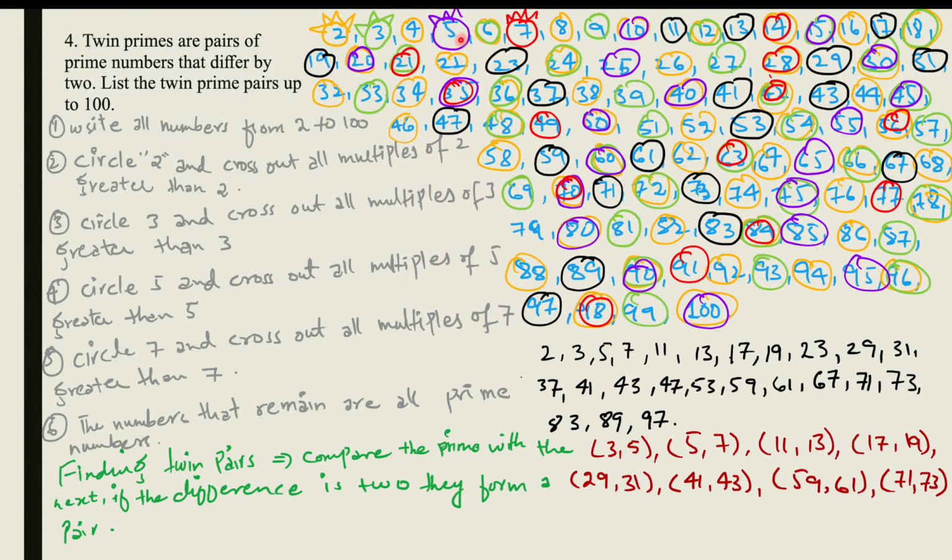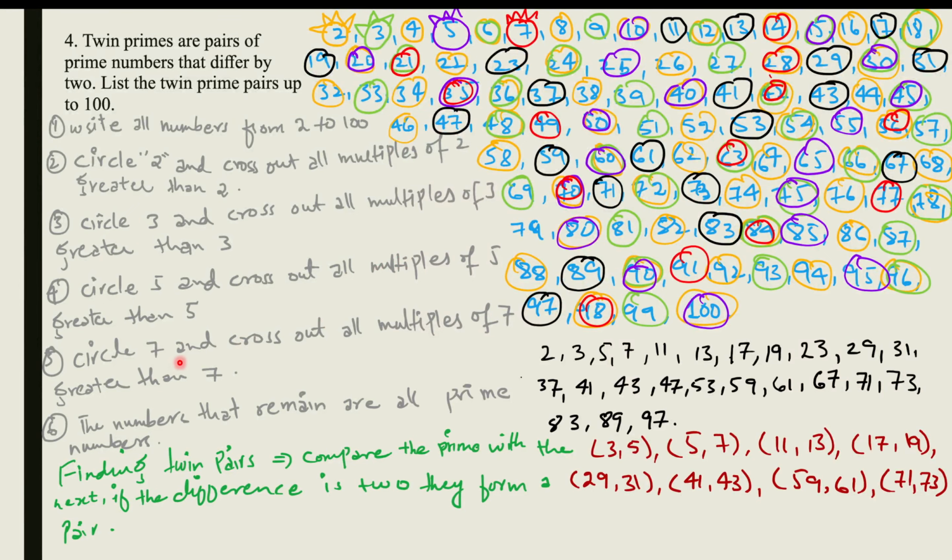We take 5, and all the multiples of 5: 5 into 1 is equal to 5, 5 into 2 is equal to 10, 5 into 3 is equal to 15. They are all circled or crossed in purple color in order for you to differentiate them. Then 20, 25, 30, 35, 40, 45, 50, 55, 60, 65, 70, 75, 80, 85, 90, 95, and 100. So all the multiples of 5 are crossed out.